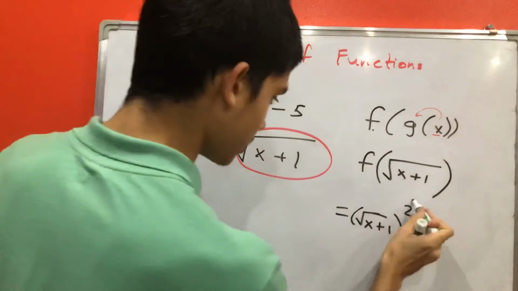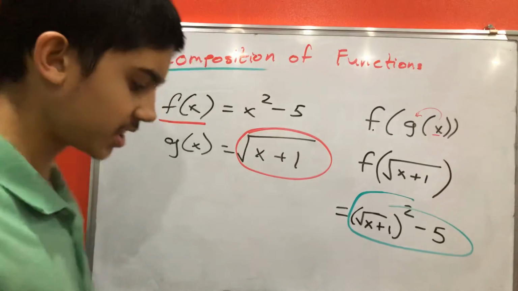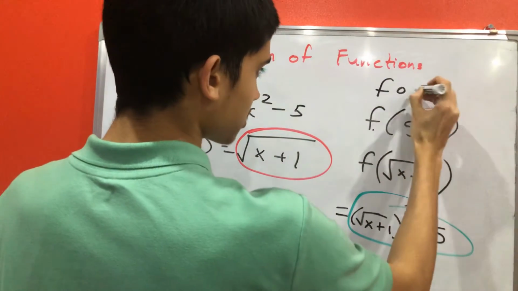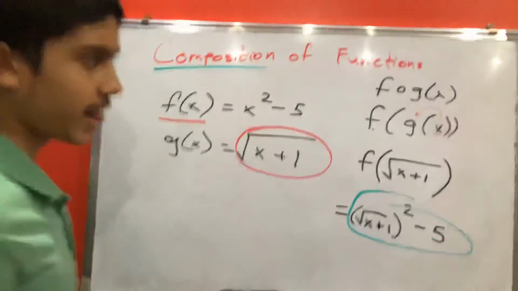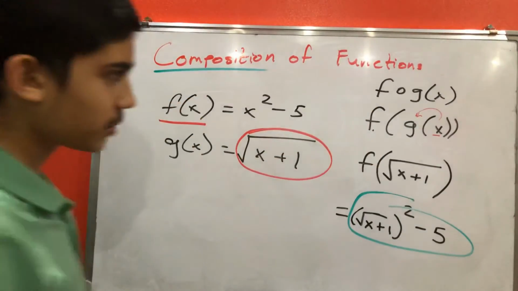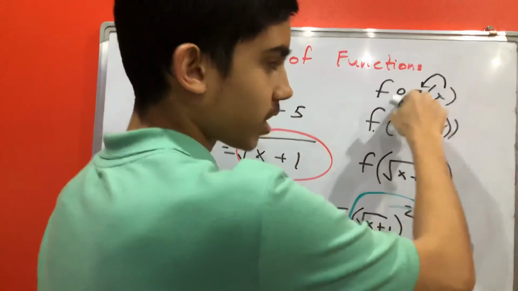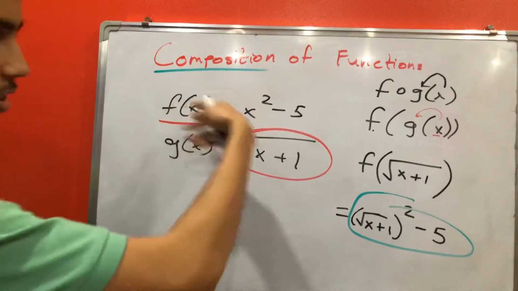Now, we're almost done. I just want to quickly show you what else you might see it as. You might see f circle g of x. Okay? And these are literally the same thing, because we know that whatever is to the left, it will always go to the left first. Okay? And yeah, so that's basically what composition of functions is.